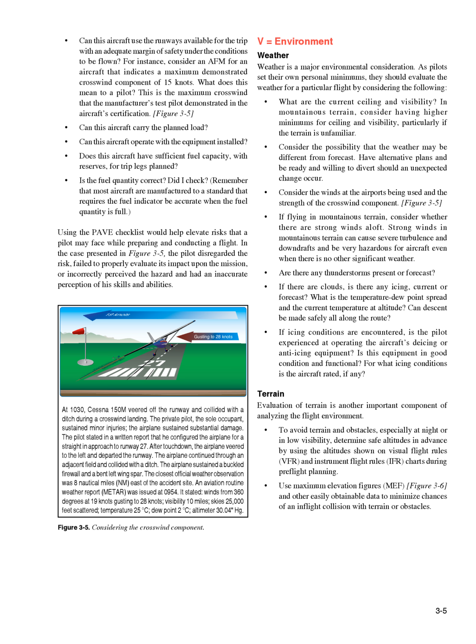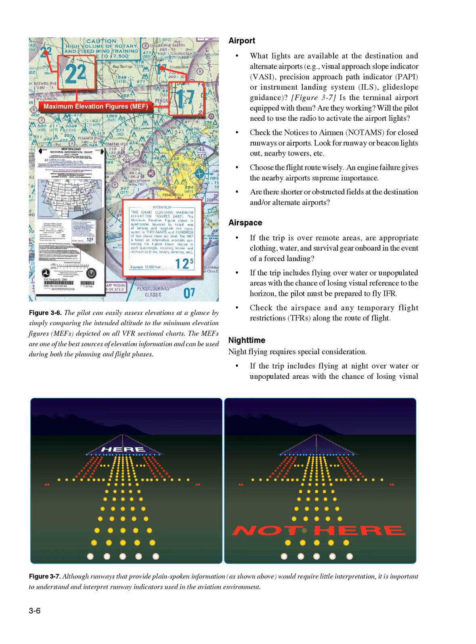Use maximum elevation figures, MEF, Figure 3.6, and other easily obtainable data to minimize chances of an in-flight collision with terrain or obstacles. Airport: what lights are available at the destination and alternate airports, for example, Visual Approach Slope Indicator, VASI, Precision Approach Path Indicator, PAPI, or Instrument Landing System, ILS, glide slope guidance? Figure 3.7. Is the terminal airport equipped with them? Are they working? Will the pilot need to use the radio to activate the airport lights?